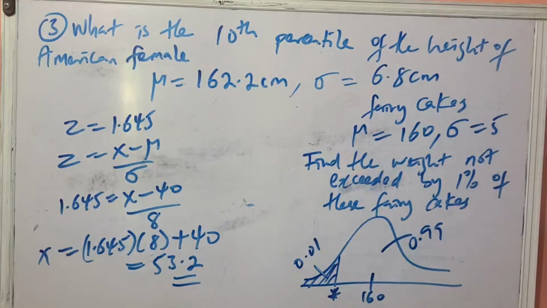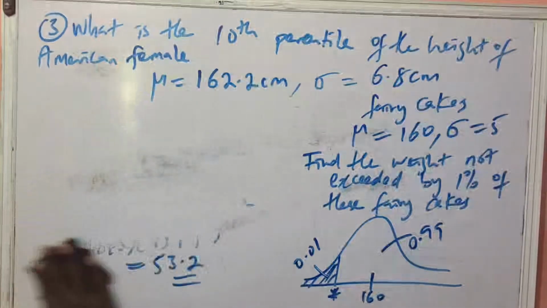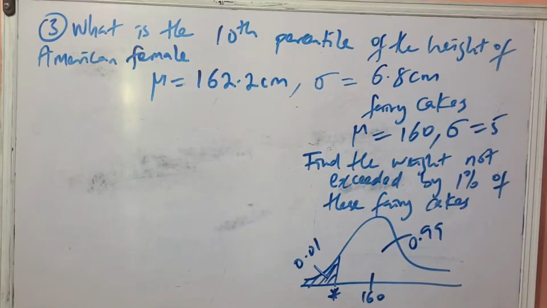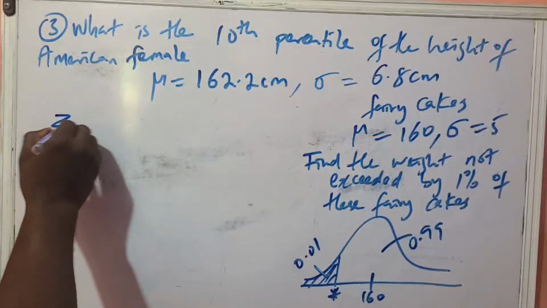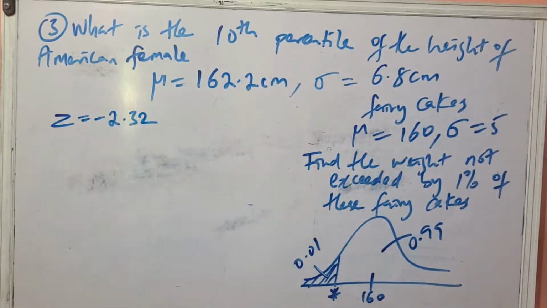Of course, what you have to do is to find the corresponding Z score first. What was your Z score in this case? Is it 2.32? Okay, looks like you guys are getting the same answer. So your Z score with this was minus 2.32, all right?